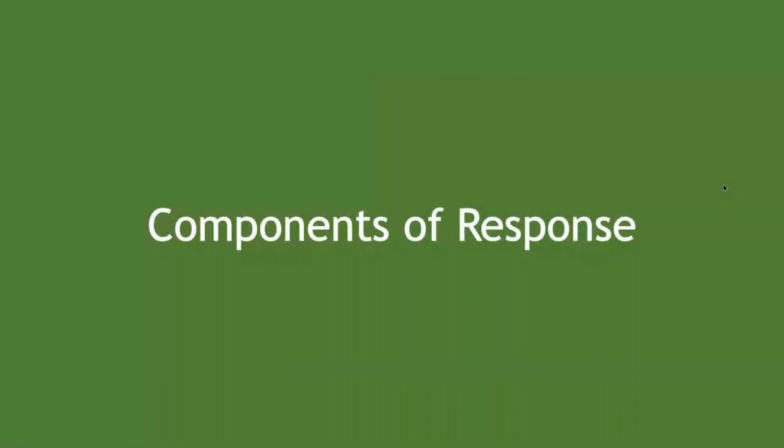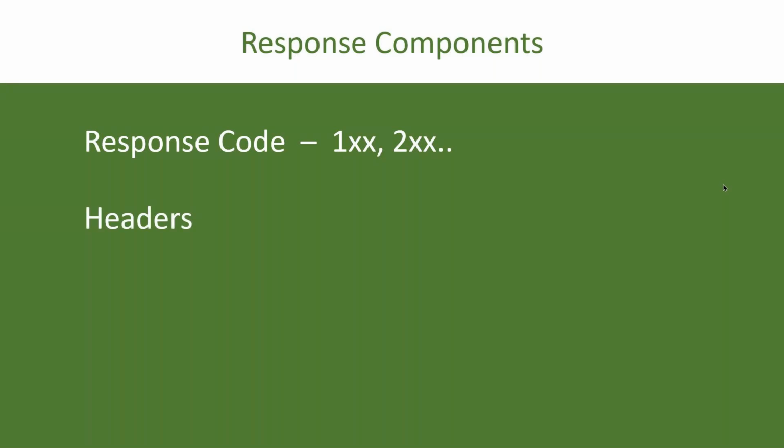So let's look at the components of a response. One of the important components is this response code. Response code can also be called a status code, which shows the status of that specific response. It has different series that we will see. Then there are some header attributes which will be a part of the response, and then body. So these are the response components.